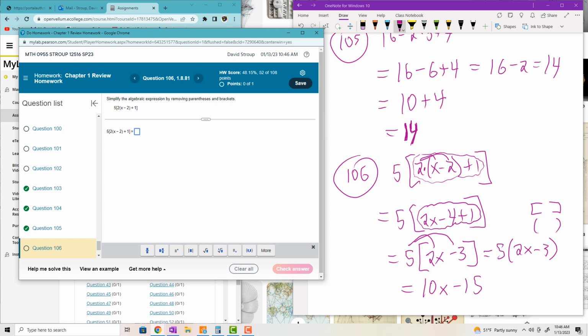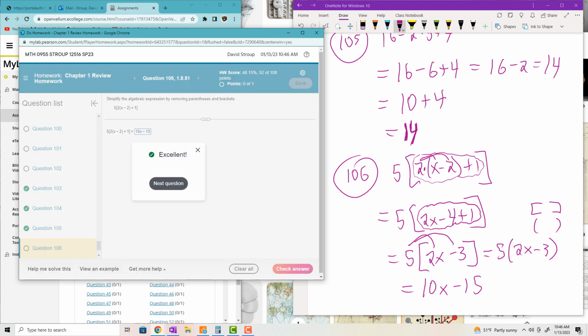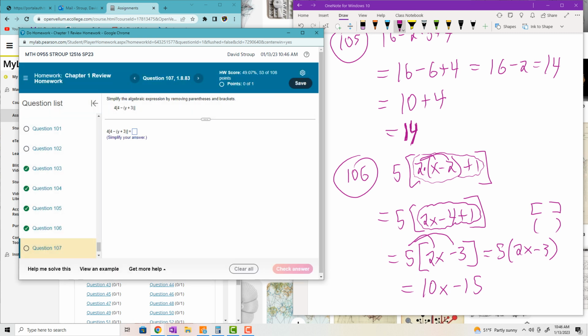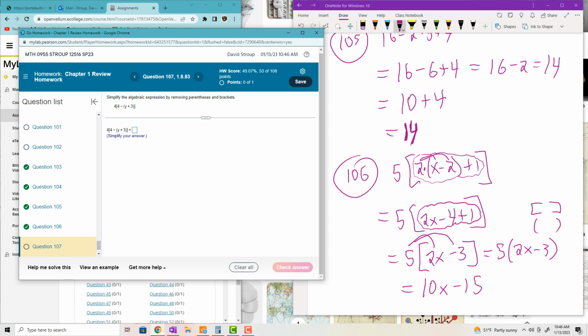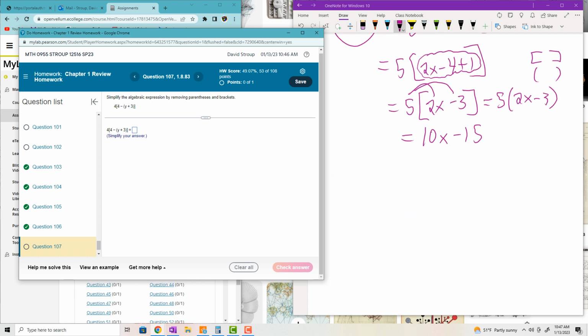There's no more like terms, basically. There's 10 apples and then 15 carrots. You can't combine those. And then another one of those, make sure you distribute the negative there.